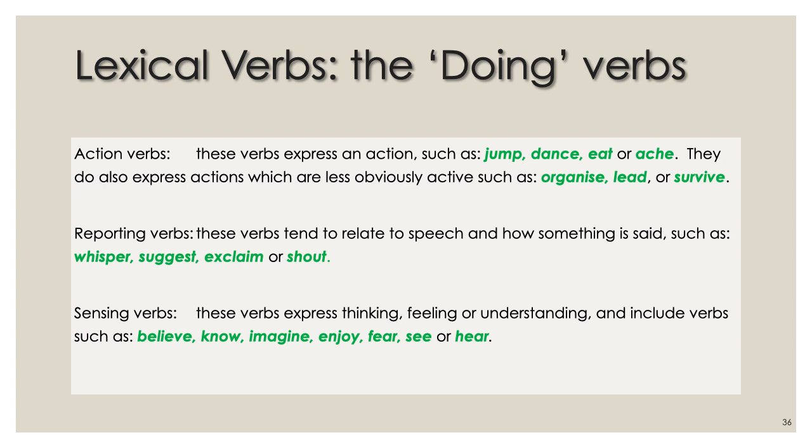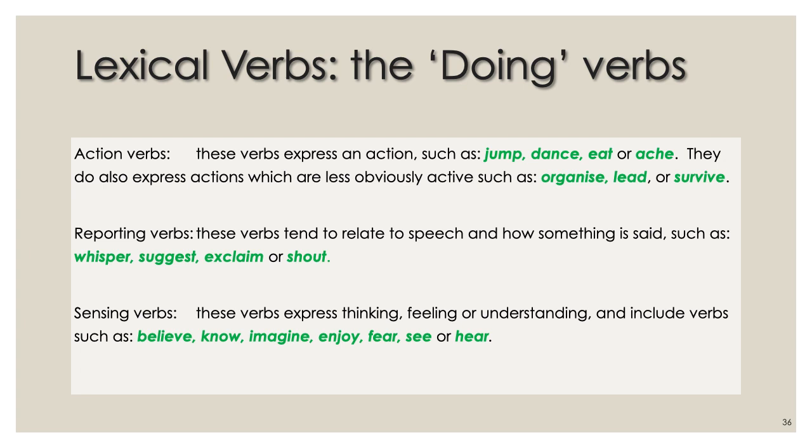They're often the words that are closest to that idea of the doing verbs. It can also be helpful for children, I think, to divide them into these three categories of action verbs, reporting verbs, and sensing verbs. The action verbs are the ones that are closest to that idea of a doing verb because the actions are very obvious, as in jump, dance, eat, or ache. But they do also express actions where you sometimes have to think a bit harder to recognise that they are actions, such as organise, lead, and survive.